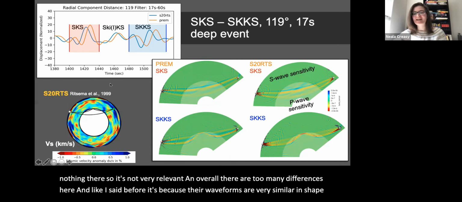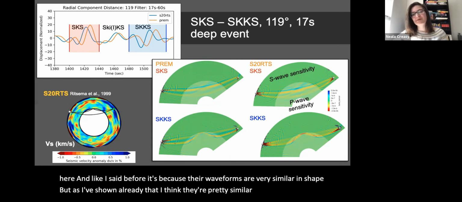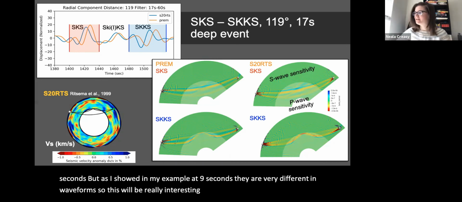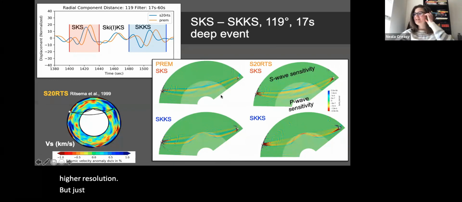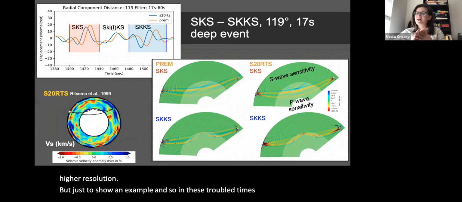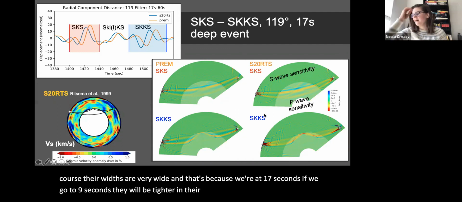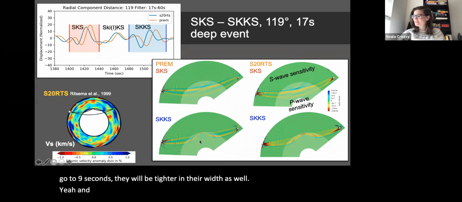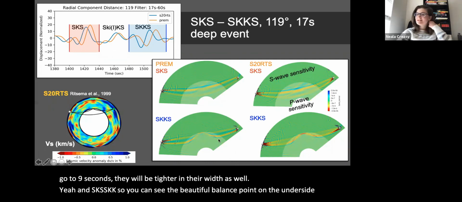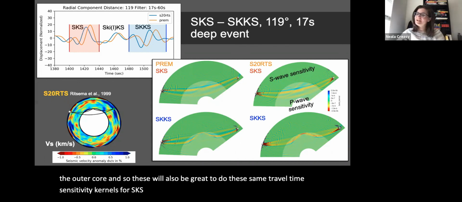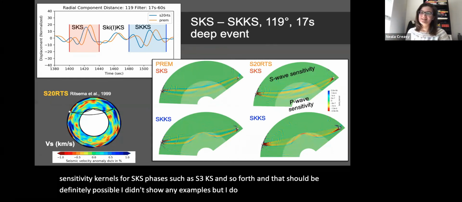But as I've shown already, I think they're pretty similar because they're at 17 seconds. But as I showed in my example, at 9 seconds, they're very different in waveform. So this will be really interesting to do at the higher resolution, but this is just to show an example. And in these travel time sensitivity kernels, of course, their widths are very wide, and that's because we're at 17 seconds. If we go to 9 seconds, they will be tighter in their width as well. And in SKKS, you can see the beautiful bounce point on the underside of the outer core. And it will also be great to do these same travel time sensitivity kernels for S and KS phases, such as S3KS and so forth. That should definitely be possible. I didn't show any examples, but I do see beautiful S and KS phases in the synthetics.